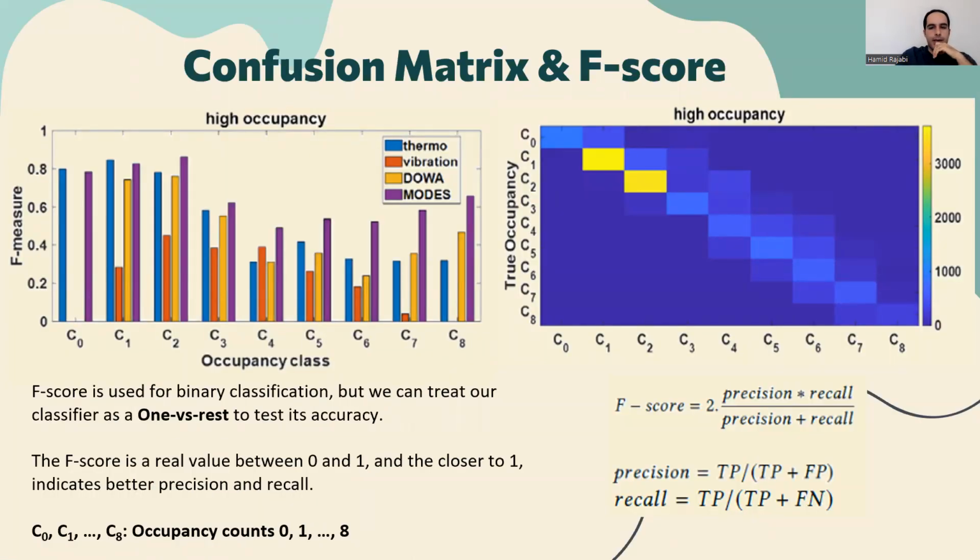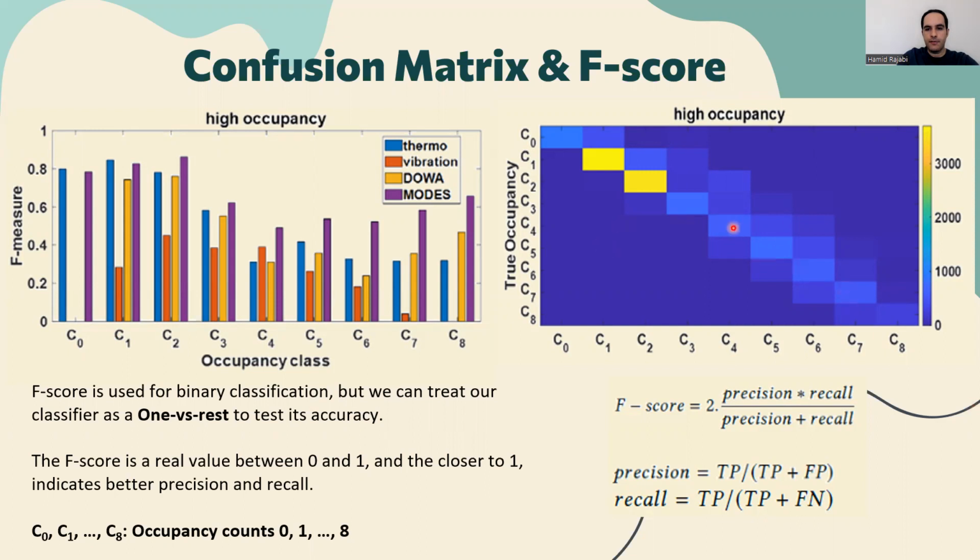Since in this work we have a multi-class classification problem, we evaluated the estimates based on the F score, or F measure. Here is the definition of the F score. It is a function of the precision and recall, or sensitivity. The F score is a real value between 0 and 1, and the closer to 1, the better the precision and recall. The left-hand side figure represents the behavior of multiple schemes in each occupancy class based on the F score metric for high occupancy cases, and the better performance of MODES is clear in low occupancy classes here.